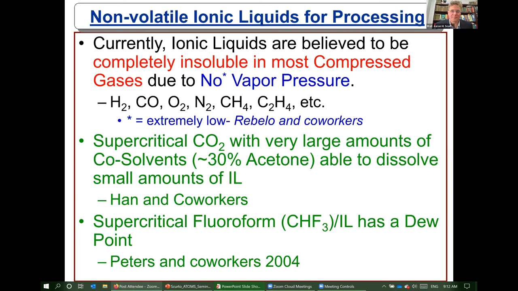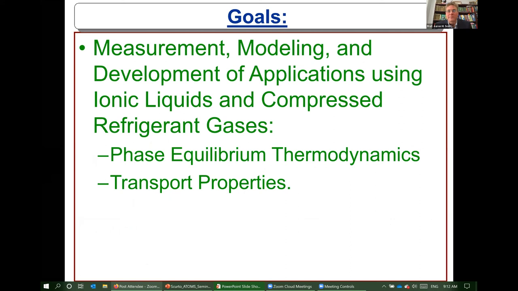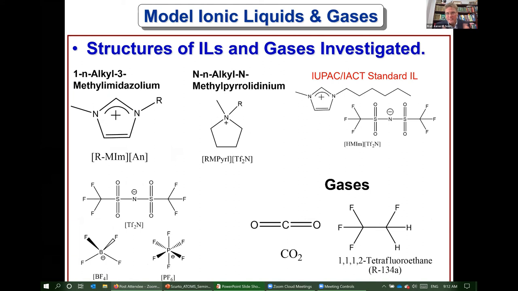So some of the goals I'd like to talk about in this seminar are looking at the measurement, modeling, and development of applications of using ionic liquids and compressed refrigerant gases, namely showing phase equilibrium thermodynamics and transport properties. Just some of the ionic liquids that I'll focus on. Again, these are mostly just model ionic liquids. There's obviously a huge variety, but looking at the imidazolium-based ionic liquids and methyl pyridinium ionic liquids. And I'll be doing a lot of different things looking at this model ionic liquid, which we abbreviate HMIM-Tf2N. I've focused in on just two gases for this seminar, one being CO2 as a nonpolar gas, and then tetrafluoroethane, which is a refrigerant gas with the ASHRAE moniker of R134a. And I'll be using these to compare and contrast behavior and applications, et cetera.